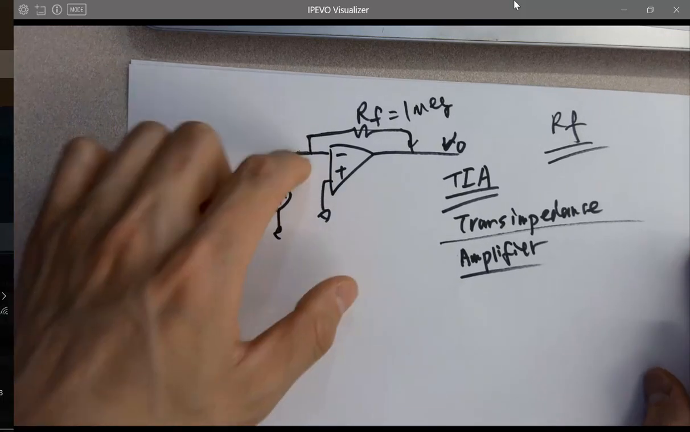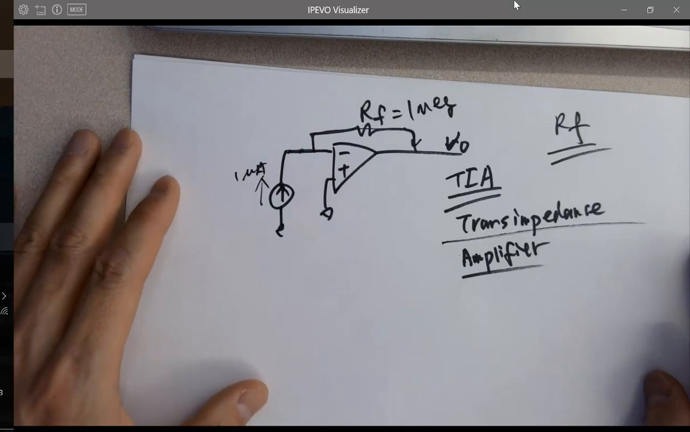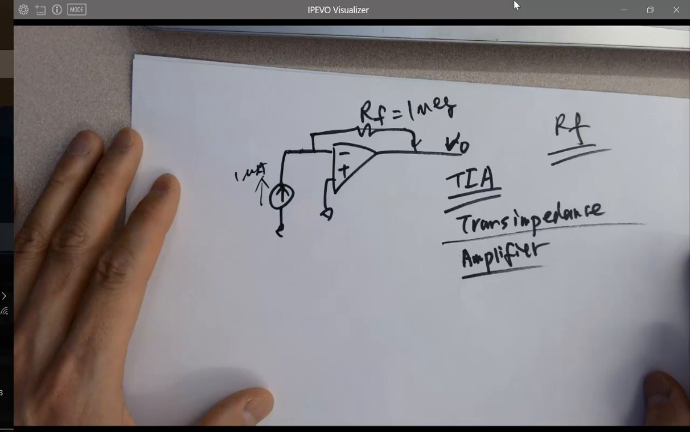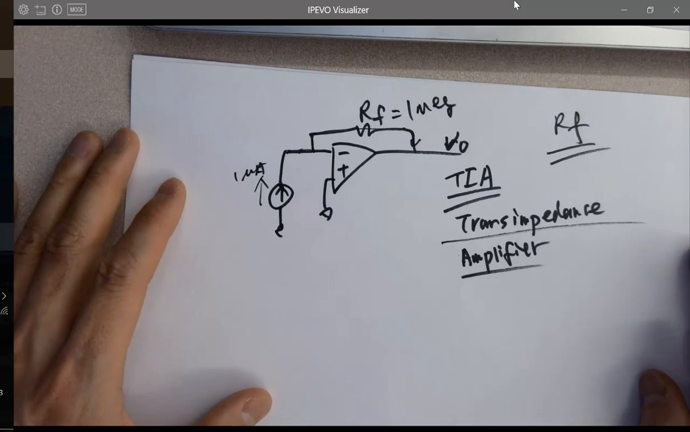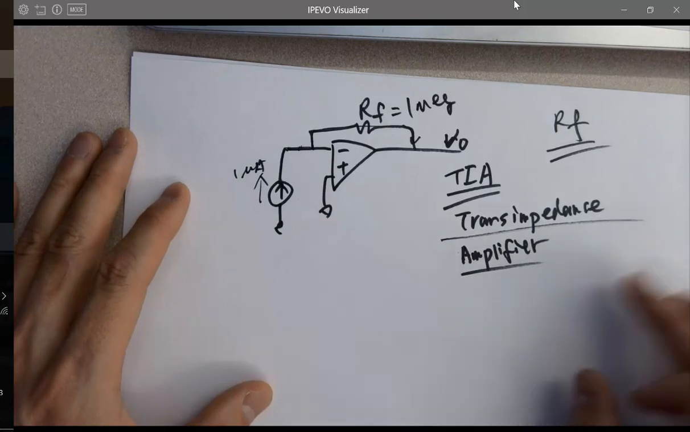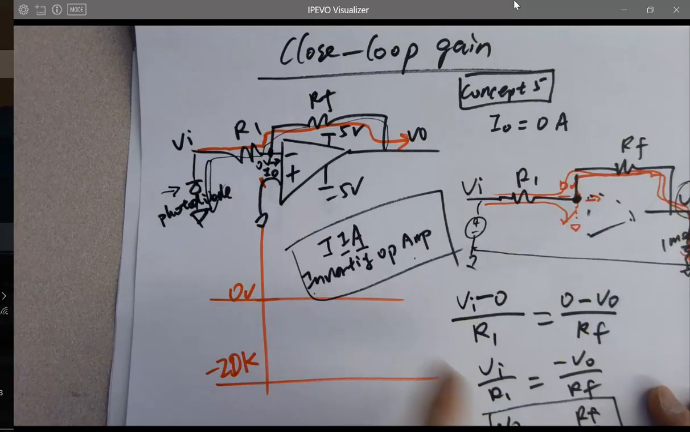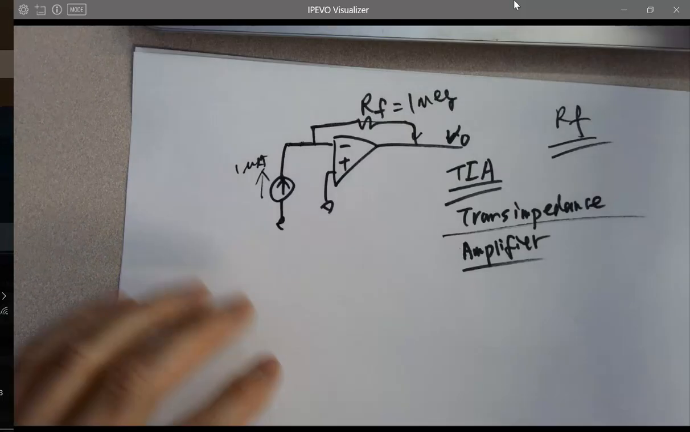Where's R1? You don't have R1. What's the gain? It sounds weird, but the gain is 1 mega. You are thinking, hey, gain must be like VO over VI, but you don't have VI. We don't have R1. But that's in the denominator, and that's a 0. No, you don't do that, because you are not amplifying a voltage right now. Now you're amplifying a current.